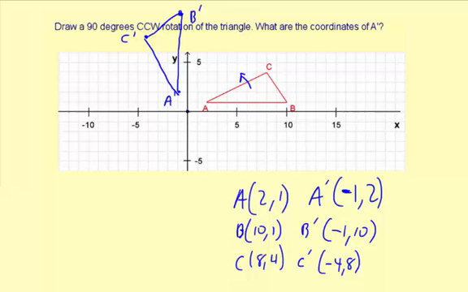Okay, now the question is asking what are the coordinates of A prime. A prime is right here. The coordinates are negative 1, 2. So that shows you how to do a 90 degrees counterclockwise rotation using the special pattern with coordinates.